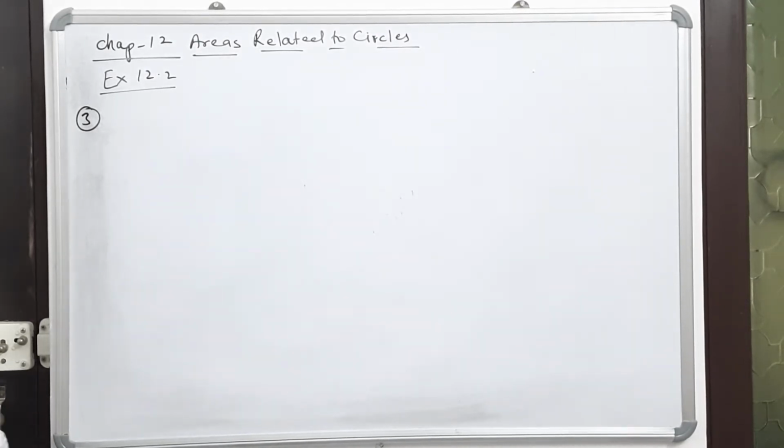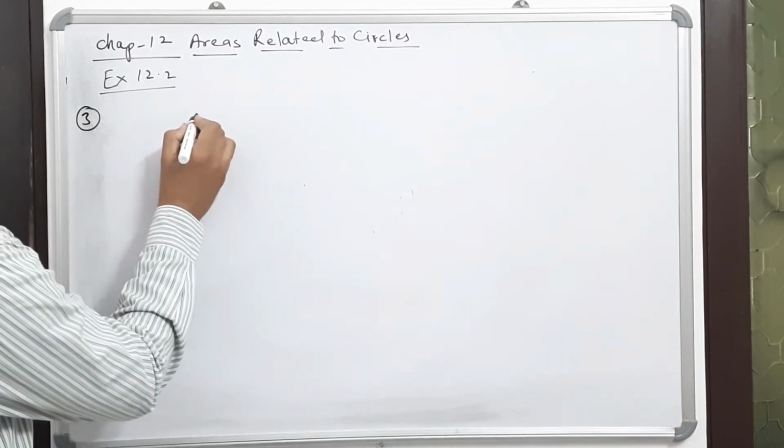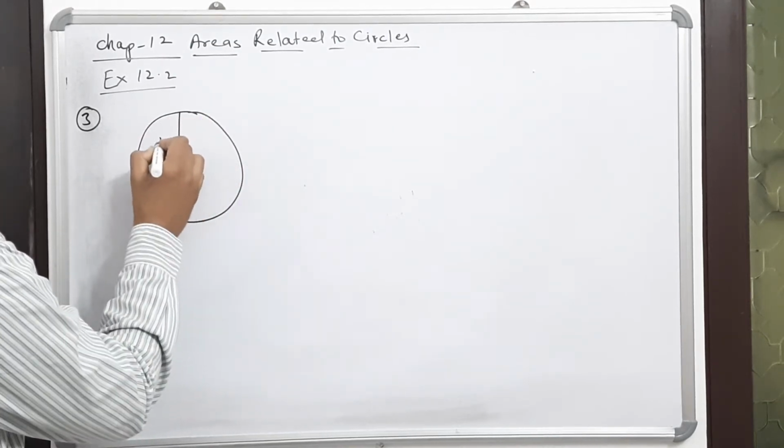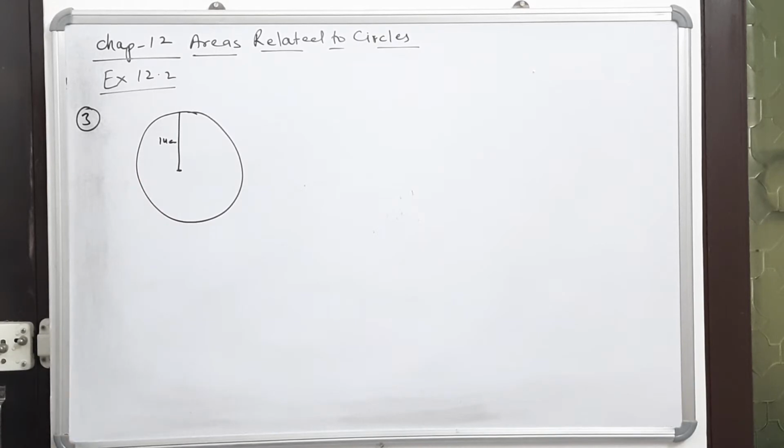Now see the third problem. In the third problem, the length of the minute hand of a clock is 14 centimeter. Now in the clock, say the length of the minute hand is 14 centimeter. Find the area swept by the minute hand in 5 minutes.